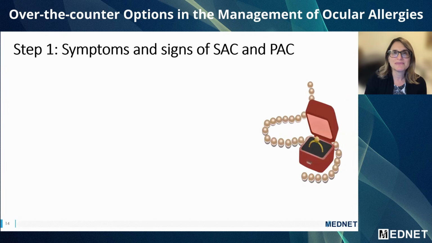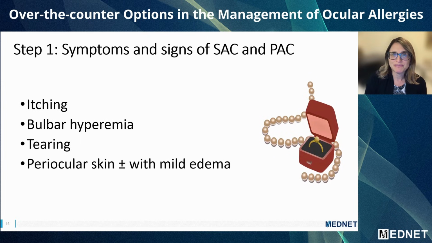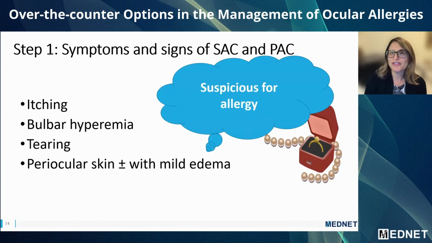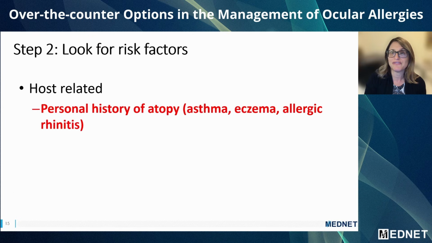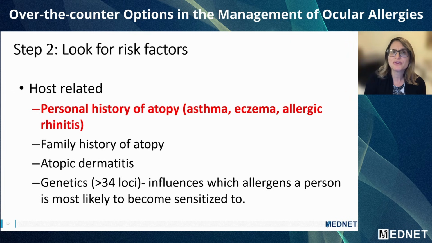And so let's start with symptoms and signs. What are you looking for? If you see itching, bulbar hyperemia, tearing, oftentimes the periocular skin looks okay, but sometimes it has mild edema. Those are all things that are suspicious for allergy. And then it's important to talk to the patient because there are various host-related factors that increase the risk of having SAC and PAC, and that's mostly having any type of atopic disease elsewhere, but also a family history of atopy, and likely genetics underlies susceptibility.